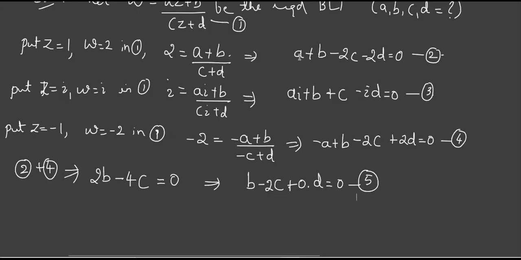Multiply equation 2 by minus i. Add it to equation 3, or subtract? Subtract. So this is minus equation 3. That's all. If I do it, obviously my A will be cancelled. Don't worry about other things.